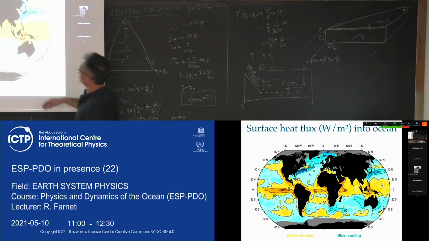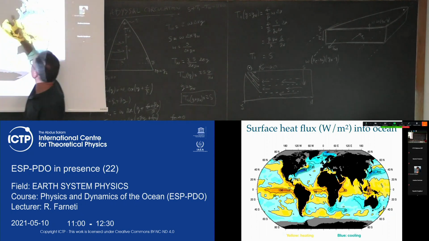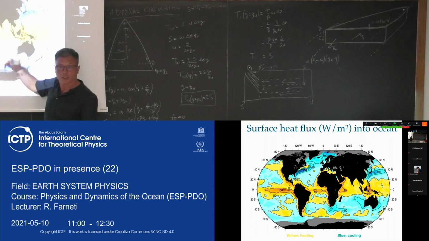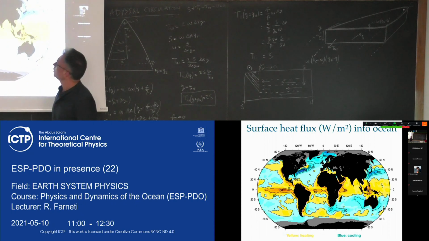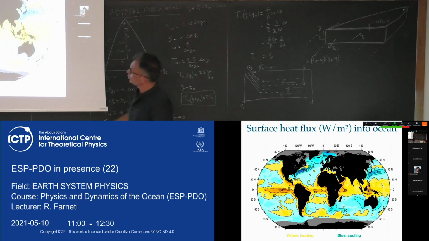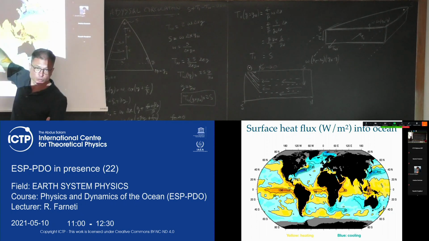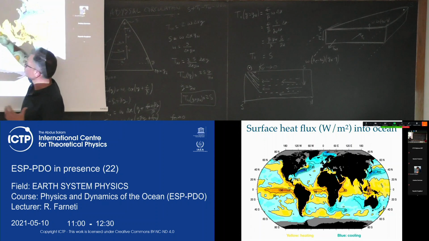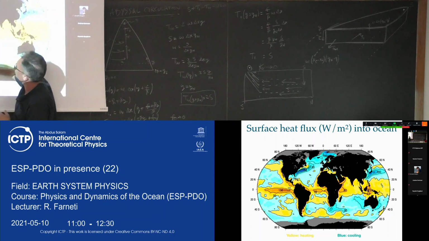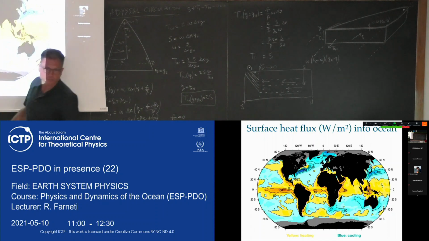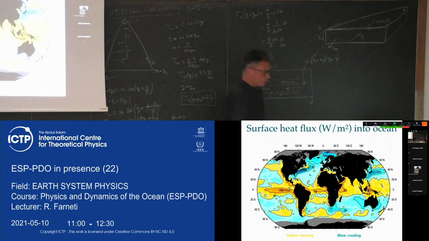Okay? You have a lot of heat loss in western boundary currents because they are very warm, much warmer than the atmosphere above, so the heat flux is out of the ocean. So you can see here already that there is going to be a redistribution of heat: heat getting into the ocean in the equatorial region and out of the ocean in the polar region. So if there's a gradient in this heat, there must be some meridional redistribution of heat going on.